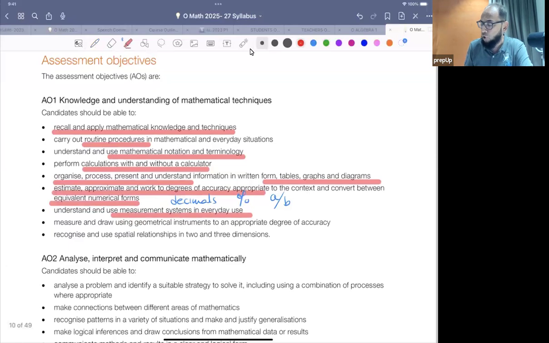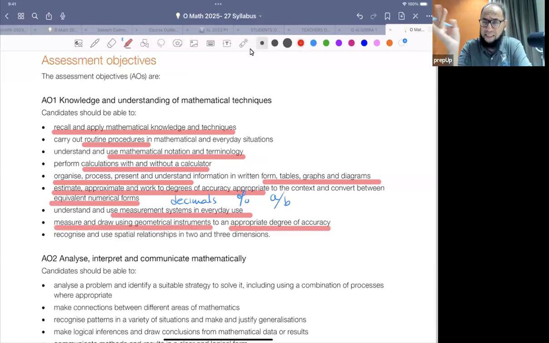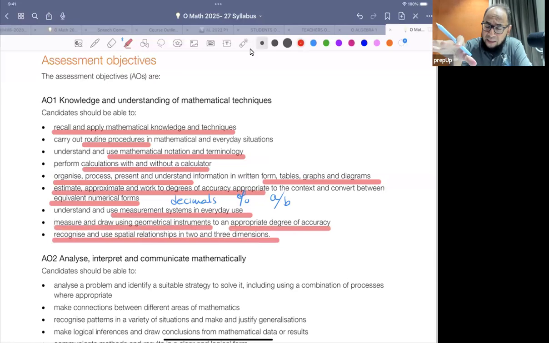Measure and draw using geometrical instruments to an appropriate degree of accuracy. Some constructions, drawing a triangle using a ruler, compass, protractor, and so on. Recognize and use spatial relationships in 2 or 3 dimensions. That means, is this a 2D figure? Is this a 3D figure? Does it look like a circle? Is it a circle? What are the criteria of it being a circle? And so on. So this is AO1, knowledge and understanding of mathematical technique.